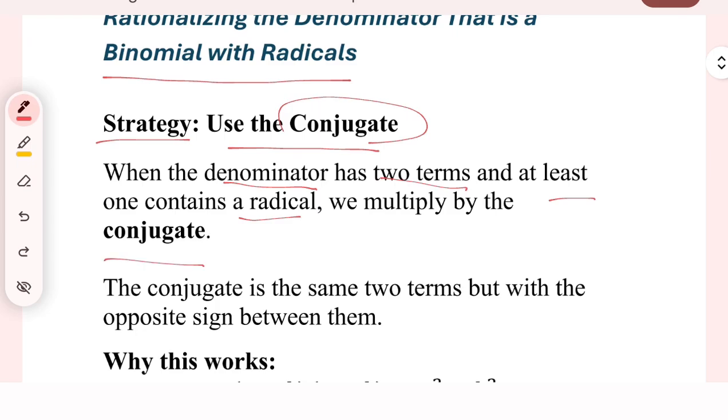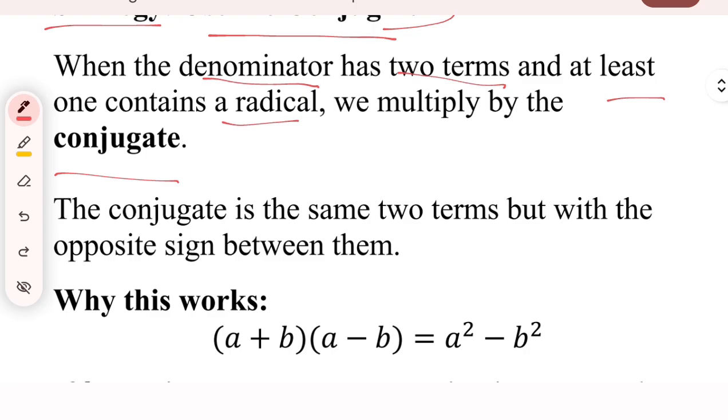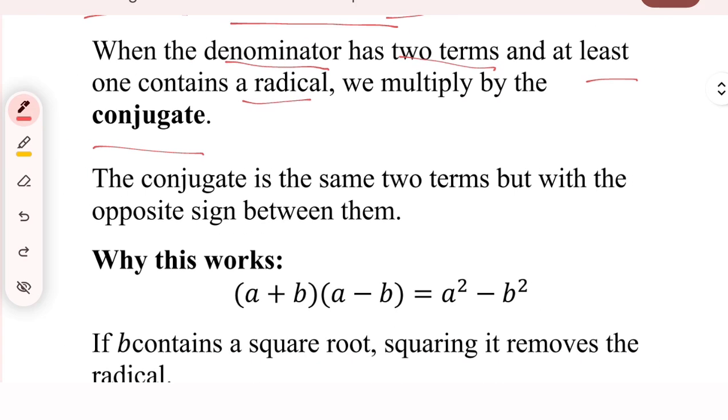So what do you mean by multiplying it with its conjugate? The conjugate is the same two terms, but with the opposite sign between them. So remember, we will multiply it by the conjugate, and the conjugate is actually just the same terms. If the term is 3x, you also multiply it with 3x, but opposite in sign. That means you multiply it by negative 3x. So that's the conjugate, the same value with opposite sign.